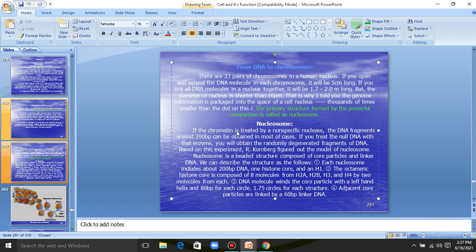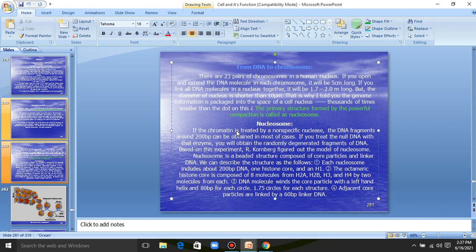Nucleosome, as I have told you, is the powerful compaction of our genome. Nucleosome is nothing but the most powerful compaction of our genome. Based on this, he tried to explain the structure of a nucleosome. When we talk about the ultrastructure of chromosome, we land up at the nucleosome, remember. It is a very basic one.